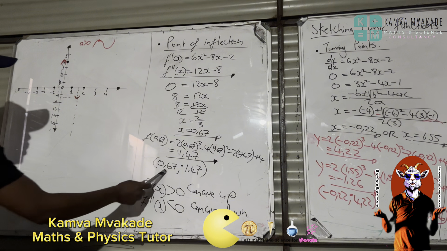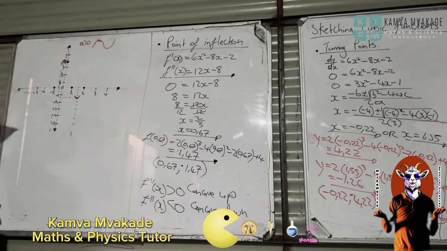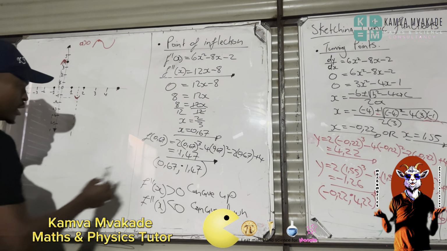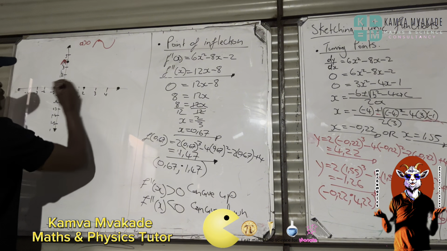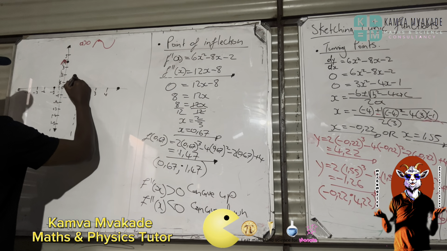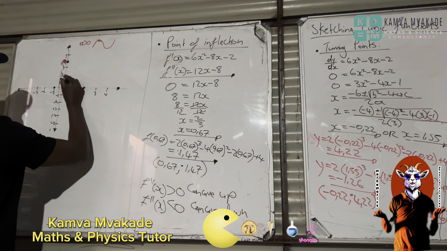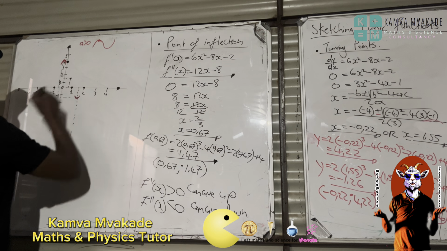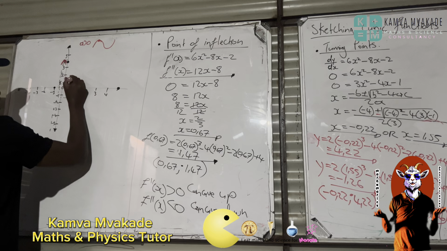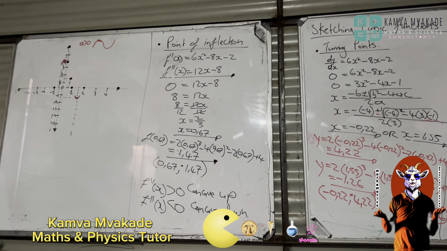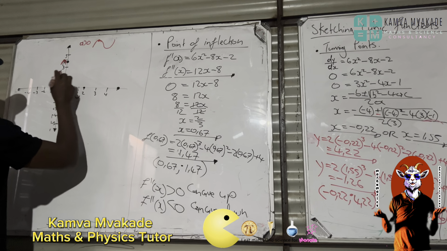Our point of inflection is 0.67, and 0.67 on the other side is 1.47 plus 1.5 by one. So this will be our point of inflection, this one there.